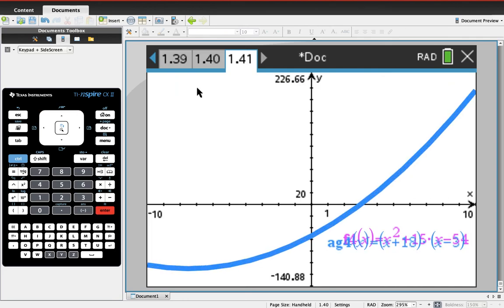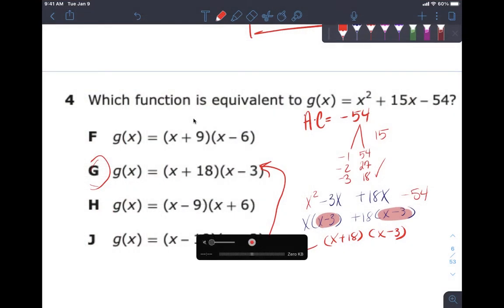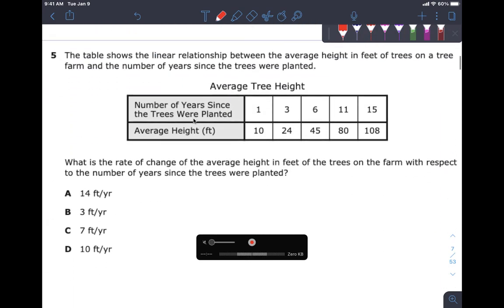All right. And look at that. It lays directly on top of it. That means that we did our math correctly and we got the right answer. Let's keep moving on.